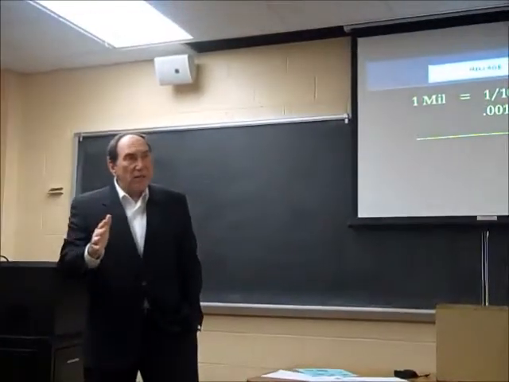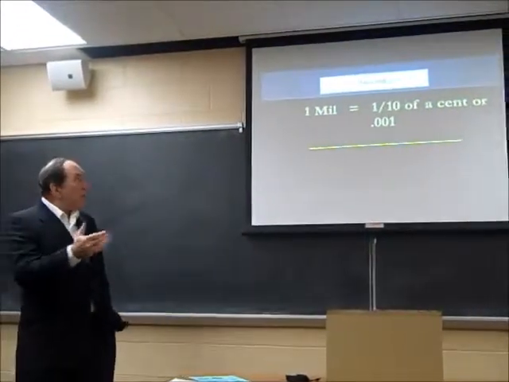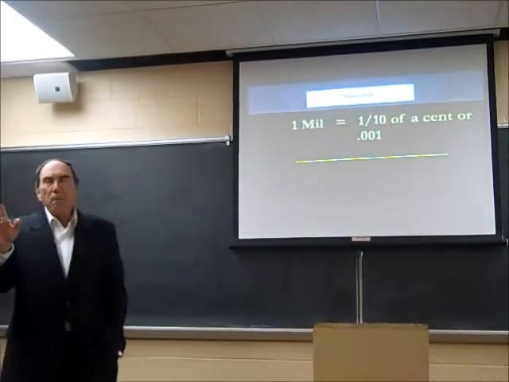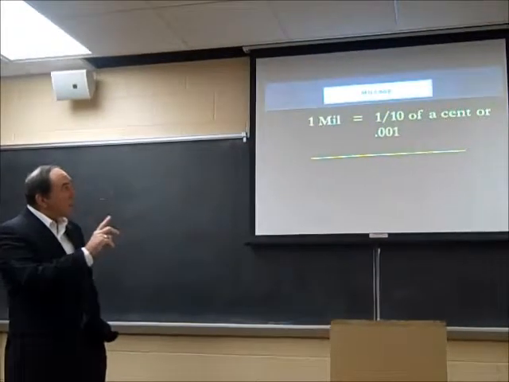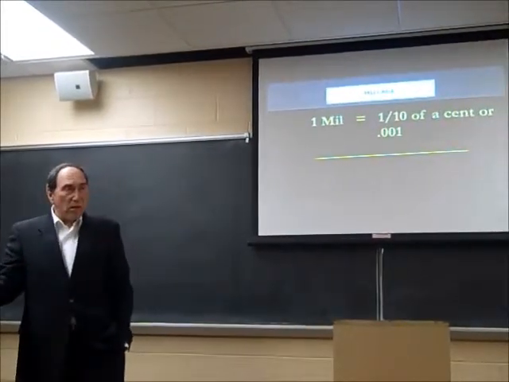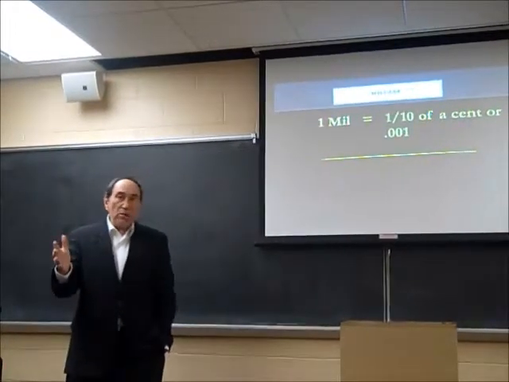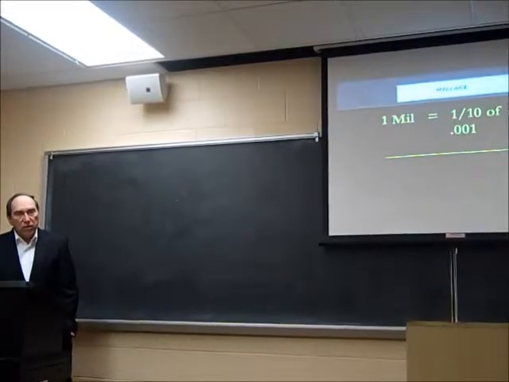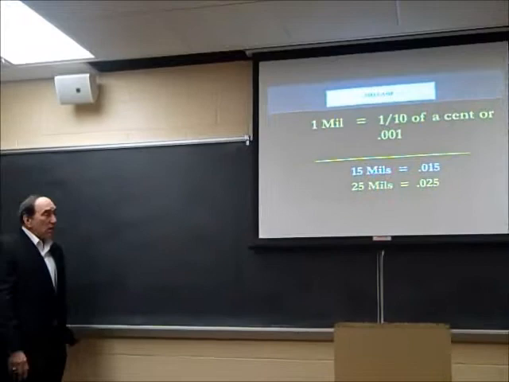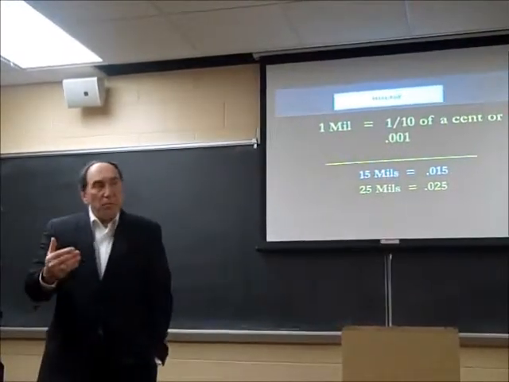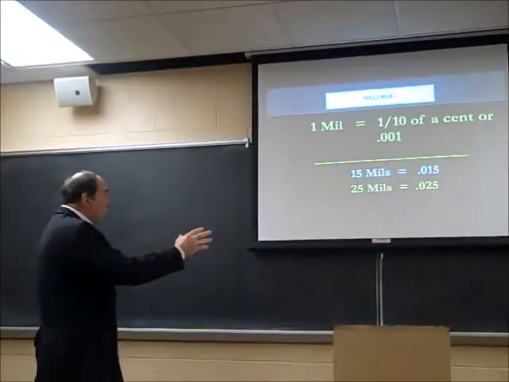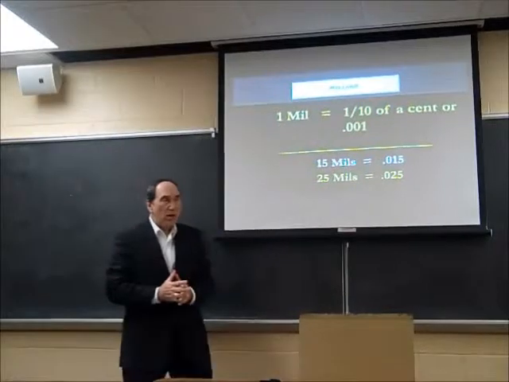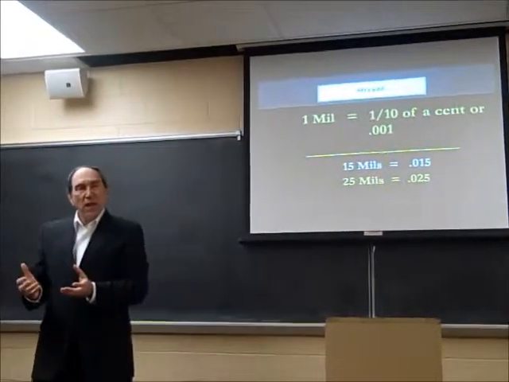Get that concept. The next concept, the second part of the variable of that equation, is millage. Millage is just a factor, a number. A mill equals 1/10 of a cent, or 0.001. Mill by itself means 1/1000, or 0.1%. So if a school district is levying 15 mills in Pennsylvania, they would take the assessed value of all the property, multiply it by 0.015, and that would tell them how much money is being collected.